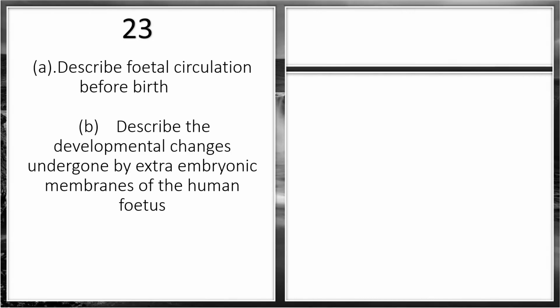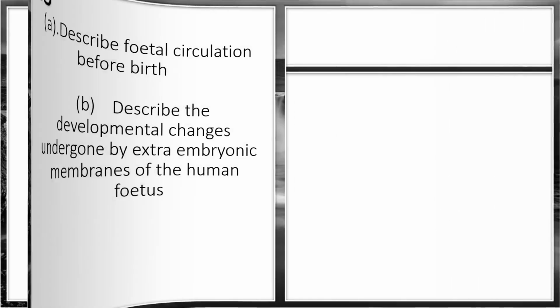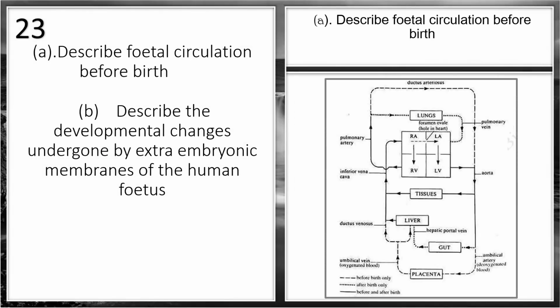Number 23. Describe fetal circulation before birth. Part B. Describe the developmental changes undergone by the extraembryonic membrane in the human fetus. Describe the fetal circulation before birth.